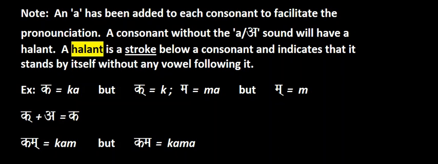So we have finished learning how to pronounce and write out all of the consonants and the vowels. And I just want to give you guys a little note for the consonants. If you can recall, an A has been added to each consonant to facilitate the pronunciation. So a consonant without the A sound will have a halant. So what do I mean by the A?